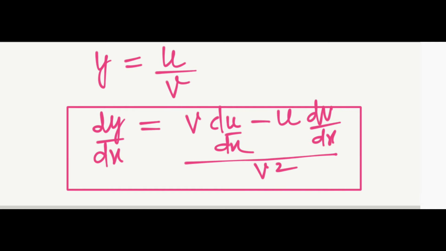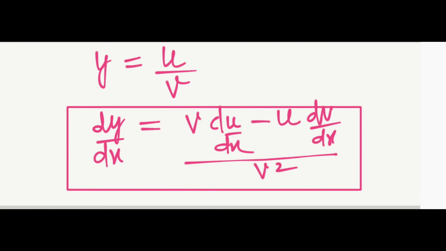If y equals u upon v, where u is a function of x and v is also a function of x, and u and v are in quotient form, then dy upon dx equals v into derivative of u with respect to x minus u into derivative of v with respect to x, upon v square. Just remember, in the denominator we take v square. So friends, using this formula you can solve this type of question.